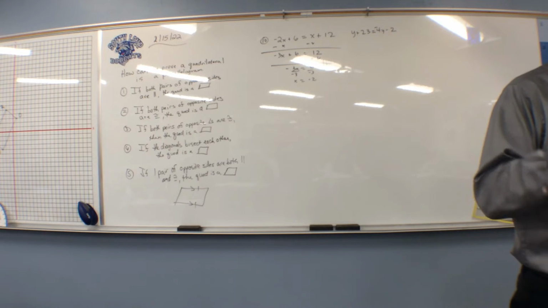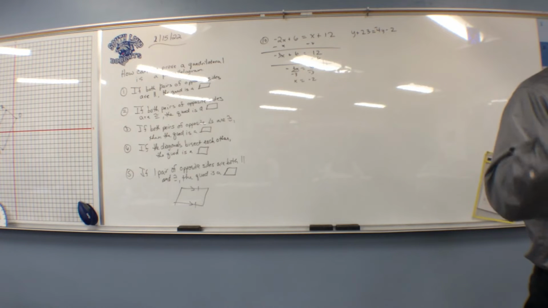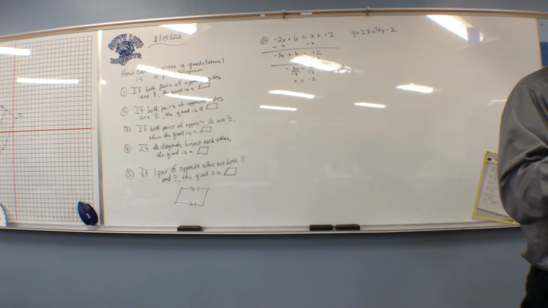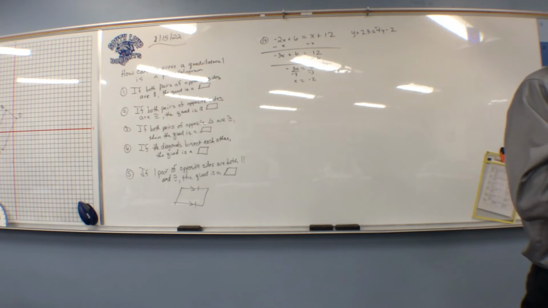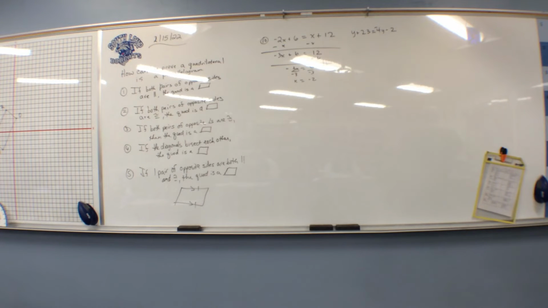Now, for 5, we have to do both pairs of opposite sides and make sure both pairs of opposite sides are equal. I'm talking about 5 now. I'm trying to get you to look at 5 too. On 5, all you have to do is the distance formula, and make sure that both opposite sides are the same. You just do slope.